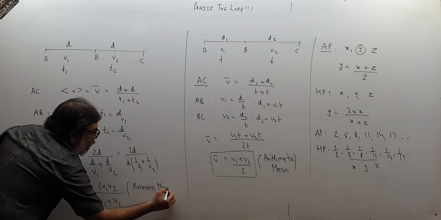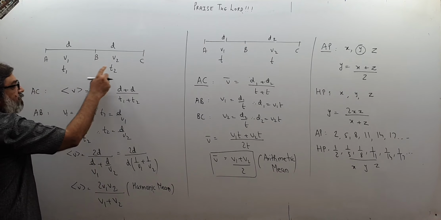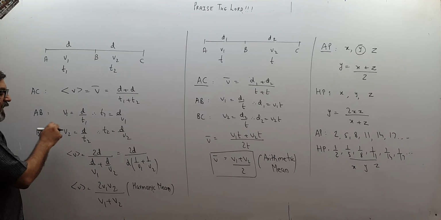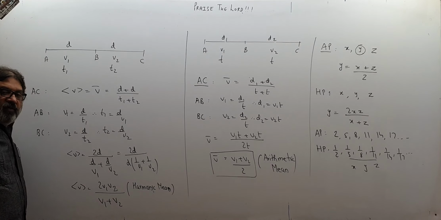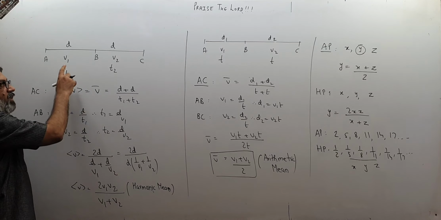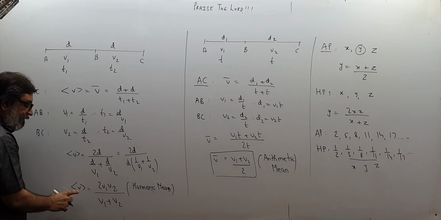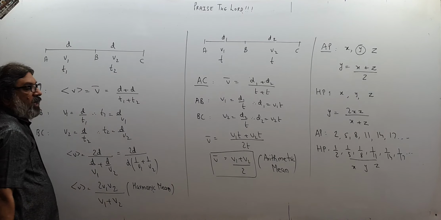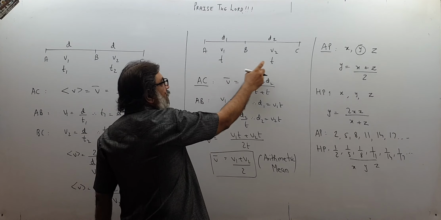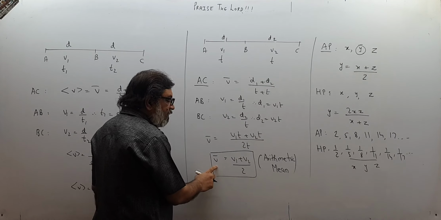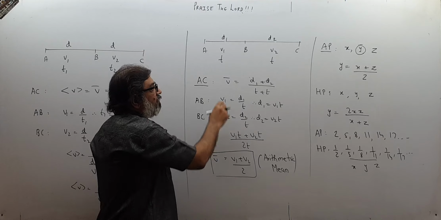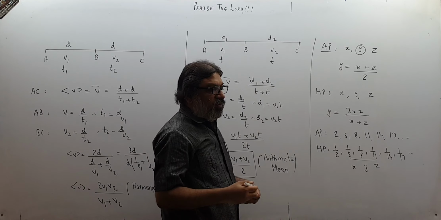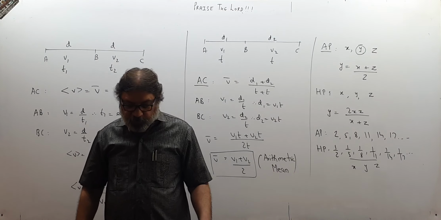Okay. So when distances are equal, average speed is the harmonic mean of v1 and v2. And when the times are equal, average speed is arithmetic mean of v1 and v2. Like this you have to understand. Please pause and copy, children.